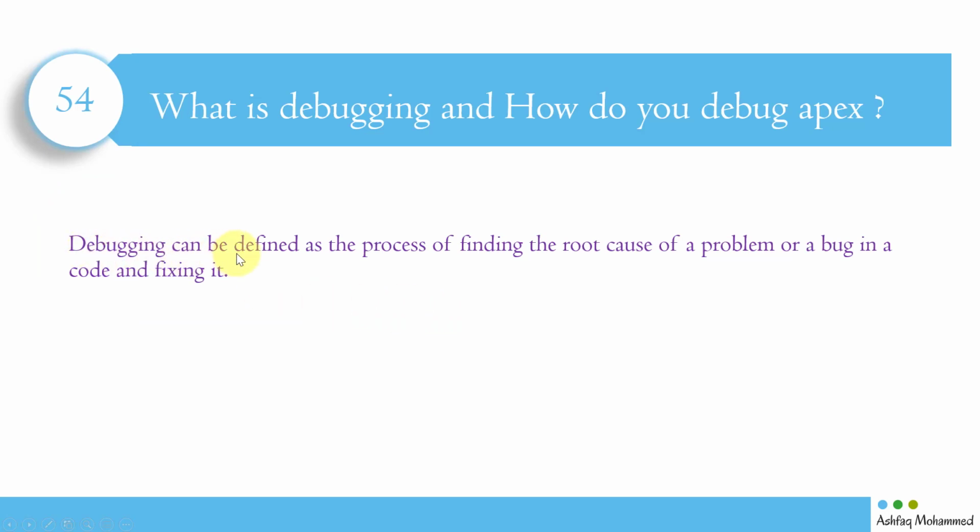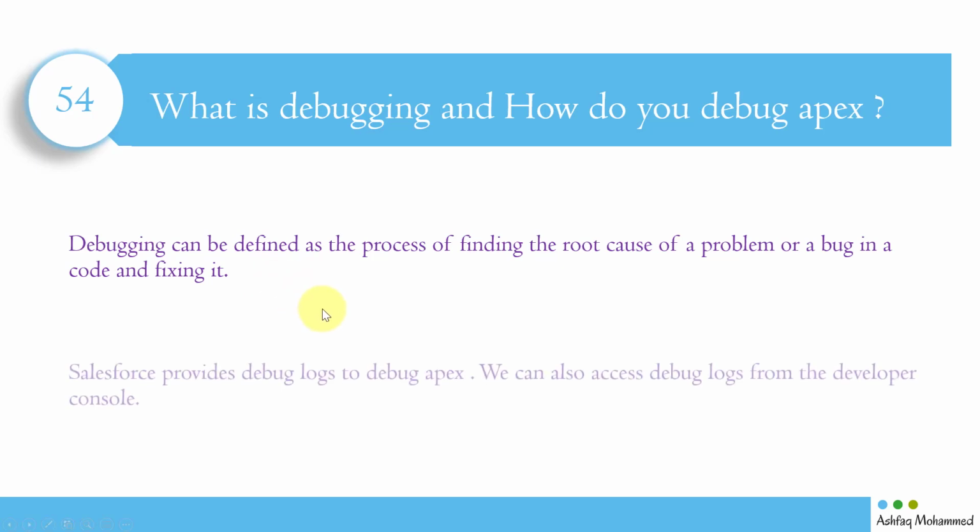So debugging can be defined as a process of finding the root cause of a problem or a bug in code and fixing it, right? So you have been told that there is a problem in so and so functionality and users are not able to move forward. You want to see it, right? So how do you see it? You replicate it and you try to see what is there in the code. You have seen so many lines of code have been written, then you have to debug it. Okay, so how do you debug?